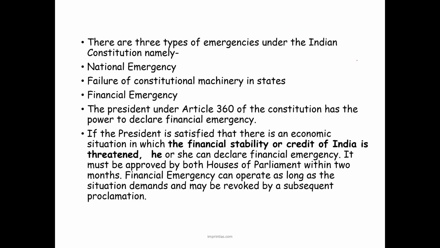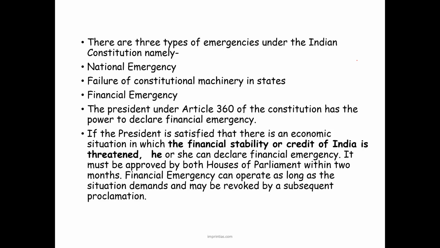Obviously, there are other types of emergencies in case you want to know, though you don't really need to mention this in the answer. The nature of emergency is normally of three types: national emergency, the failure of constitutional machinery in states, and financial emergency. Do remember, the financial emergency has never been imposed, right?